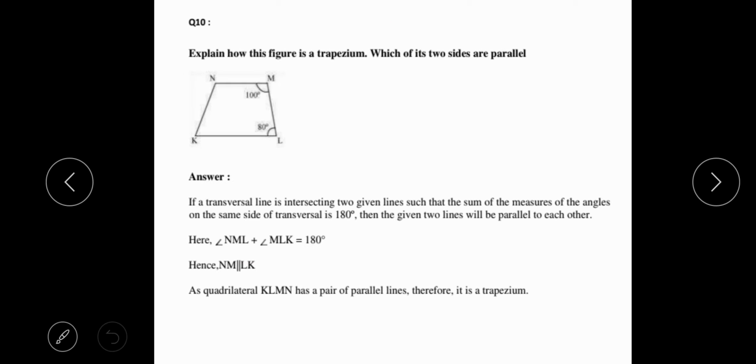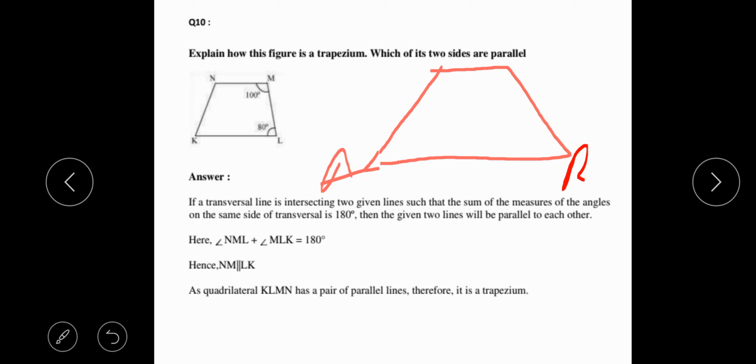Now next question. In the next question, you have to explain how this figure is a trapezium, and which of its two sides are parallel. First of all, you should know what the meaning of trapezium is. What is a trapezium? In a trapezium, two sides are parallel and two are non-parallel. Suppose this is your trapezium ABCD, in which these two sides are parallel and these are not parallel.